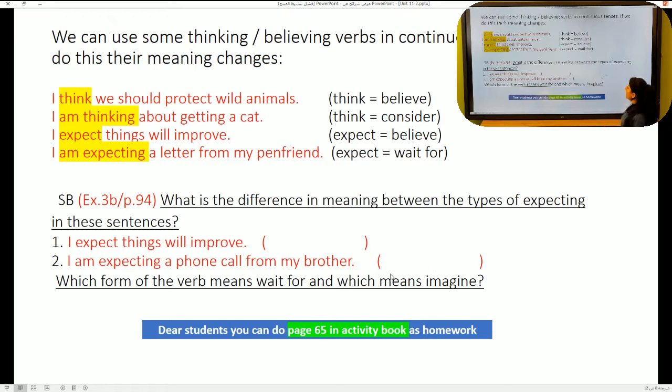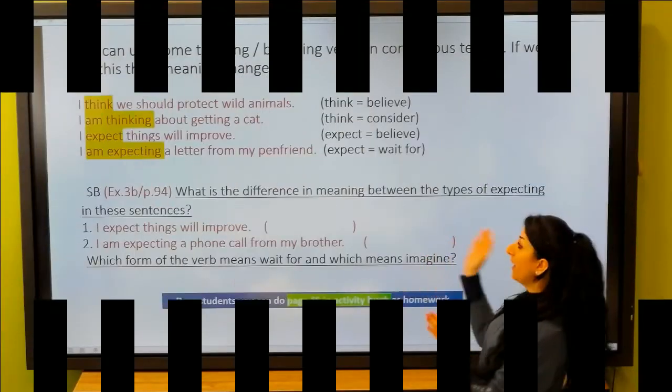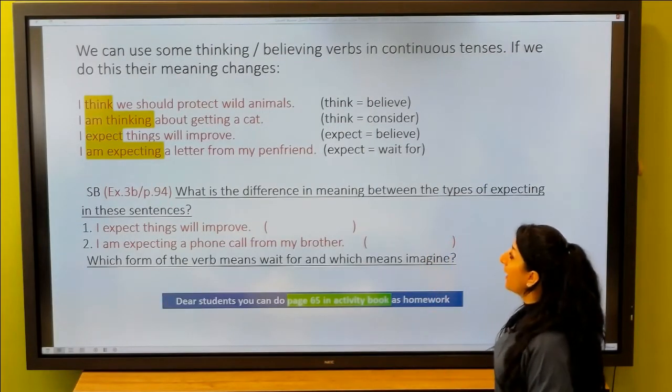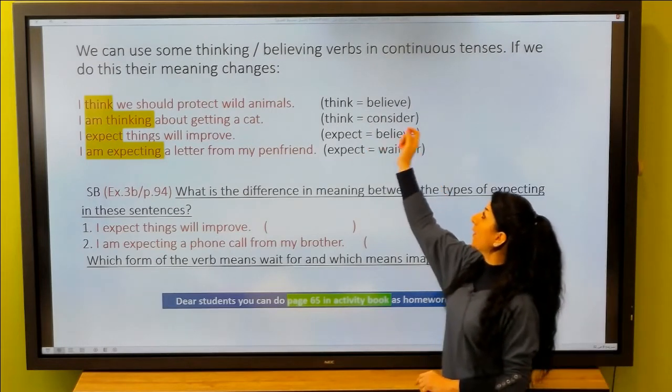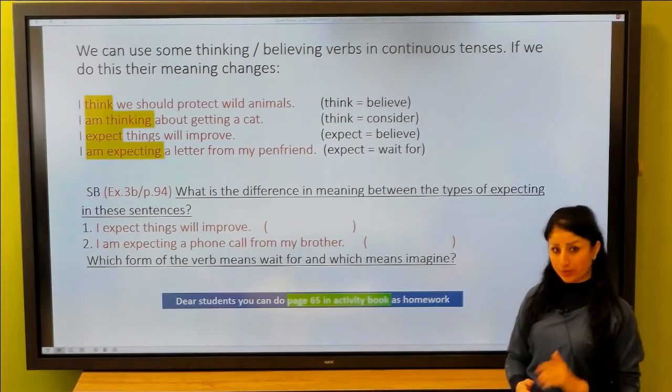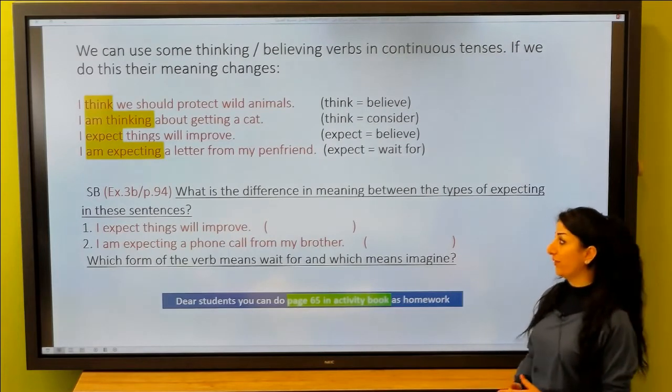We can use some thinking or believing verbs in continuous tenses. If we do this, their meaning changes. We have private cases, okay? Look at this, please. I think we should protect wild animals. I think. Think equals believe, okay? I think or I believe. I imagine.